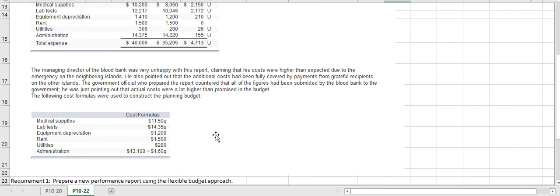So we have another chart that has some amounts or some formulas that were used to construct the planning budget. So it looks like we have some variable costs, a couple of or three fixed costs, and then the administration is a mixed cost. The little Q has to do with how it relates to the cost driver, and the cost driver in this case is the number of liters of blood that was collected. So that would be the Q.